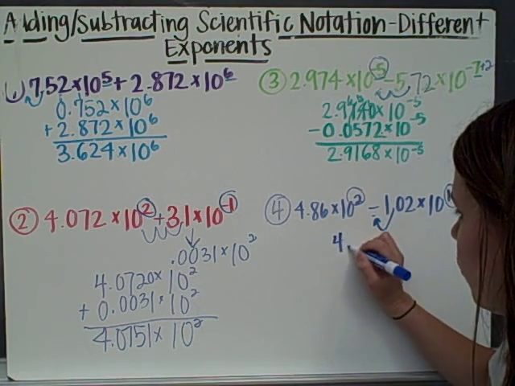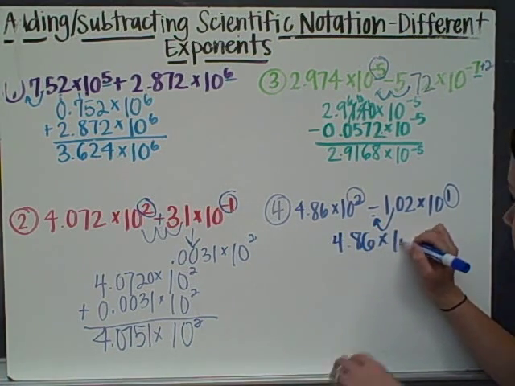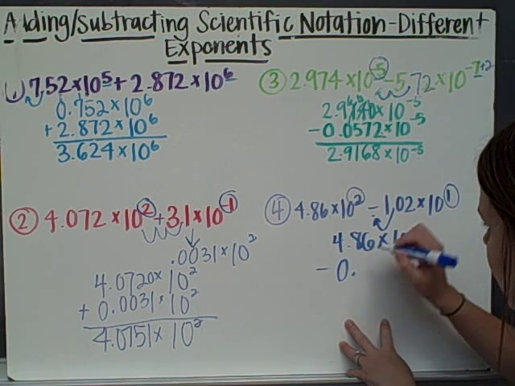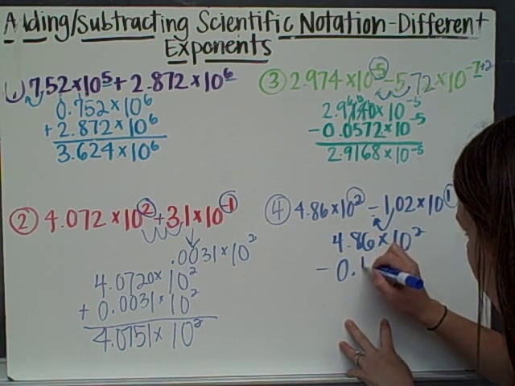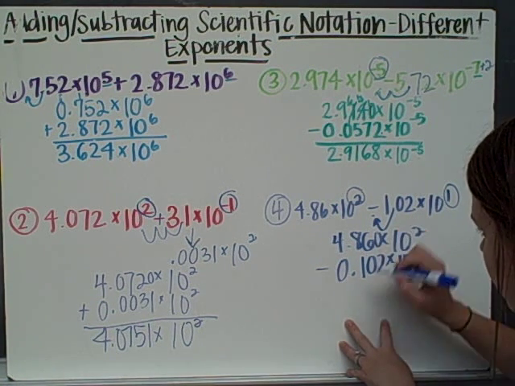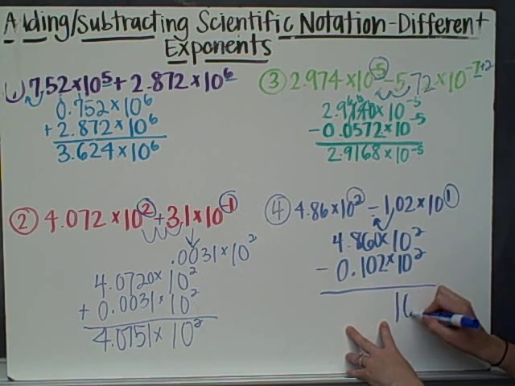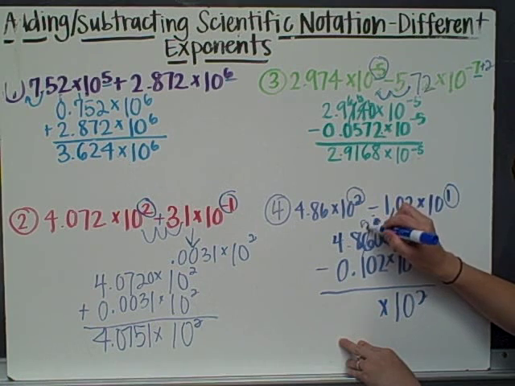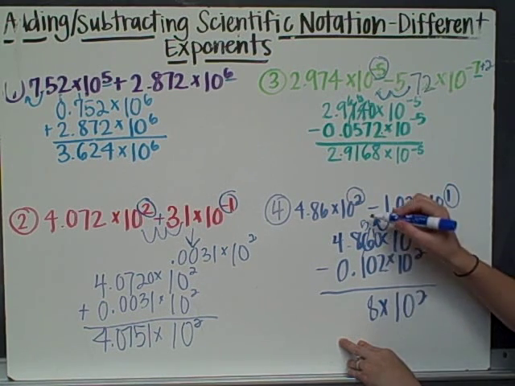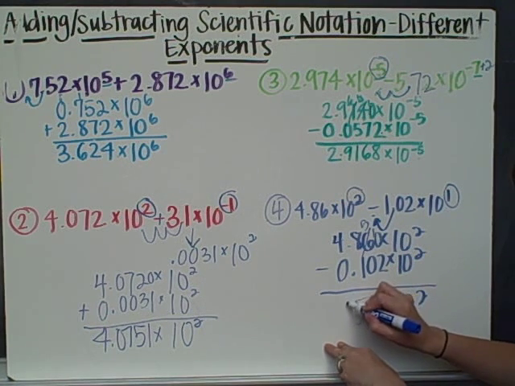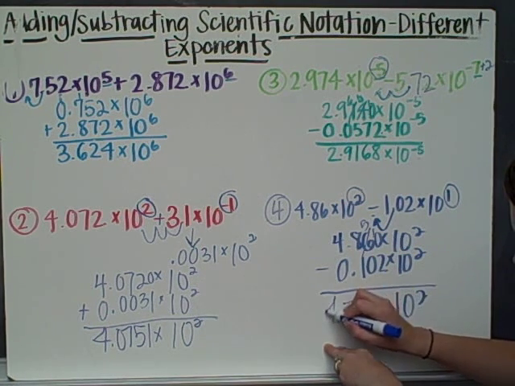So now we have 4.86 times 10 to the second minus 0.102 times 10 to the second. And I'm going to add a 0 for a placeholder. We rewrite the times 10 to the second. Now we need to borrow. We have 8. 5 minus 0 is 5. 8 minus 1 is 7. 4 minus 0 is 4.